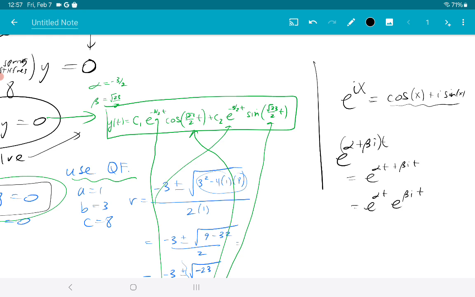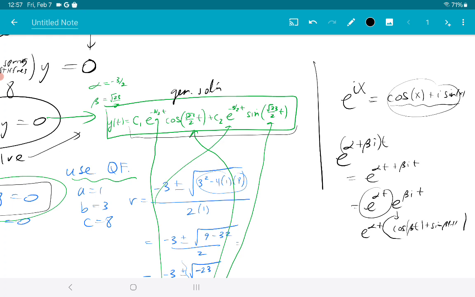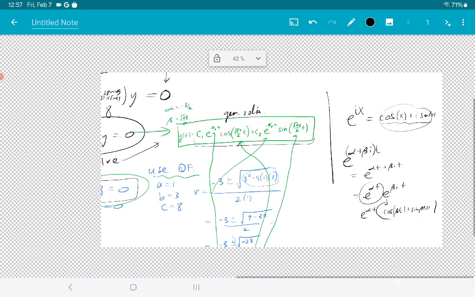So in other words, whatever we did before with cosines and sines will come from this part, cosine of beta t plus sine of beta t, but it'll be multiplied by the e to the alpha t. That's how it came up. That's why this is the general solution. Again, this is the general solution. If I gave you some initial conditions, you could find C1 and C2. Okay, good. So that's how that works.